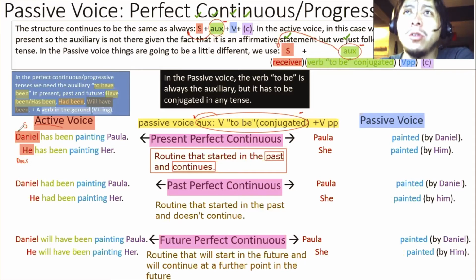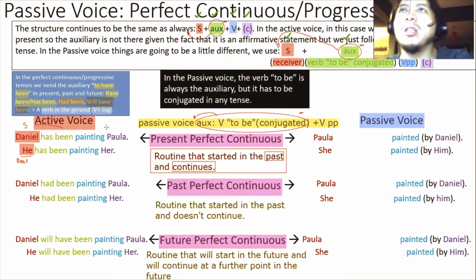You can use the noun, the name of the person that is the subject, or if you want to replace it, you need to use a personal pronoun. In this case, Daniel is the third person of the singular, so you can change him for he. You can replace it with he. Okay? Then we need the auxiliary for the present perfect continuous.